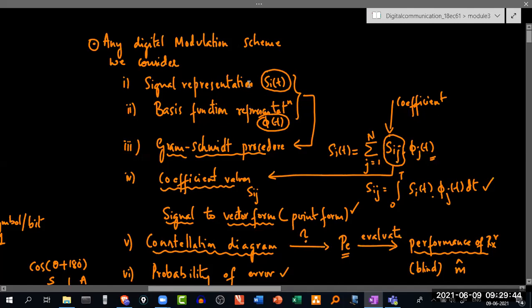Later we'll be combining these two using Gram-Schmidt's procedure. We all know that any signal we consider can be represented as a linear combination of n-dimensional orthonormal basis functions. Considering this equation, we can combine the signal si of t with the basis function phi j of t. After representing this in Gram-Schmidt's procedure, we'll find out the coefficient values Sij, and see how they can be found using this formula.